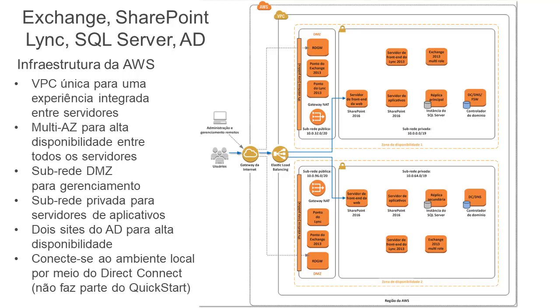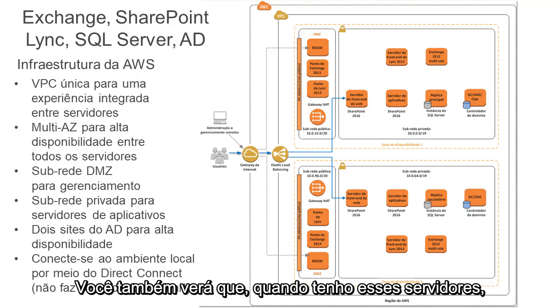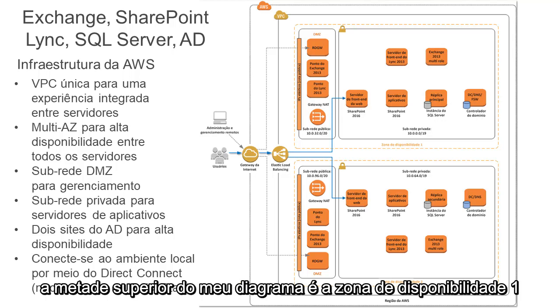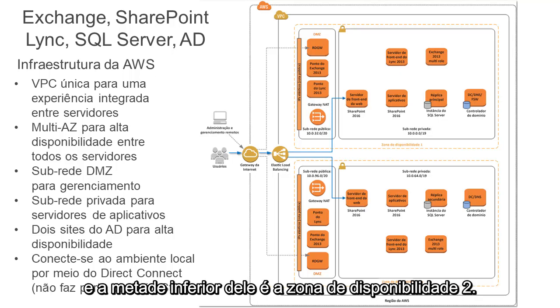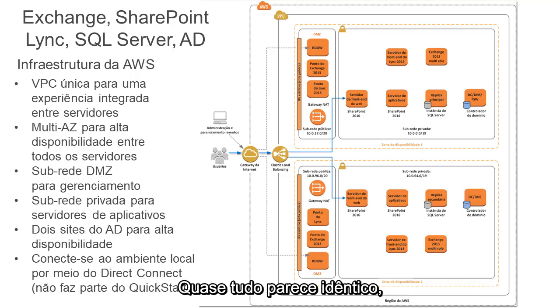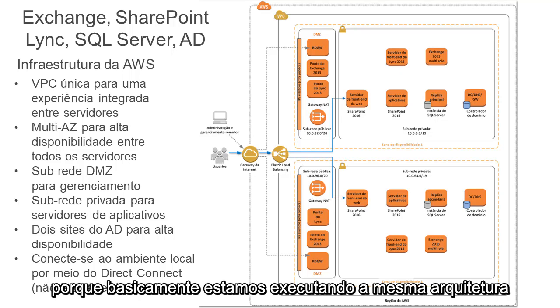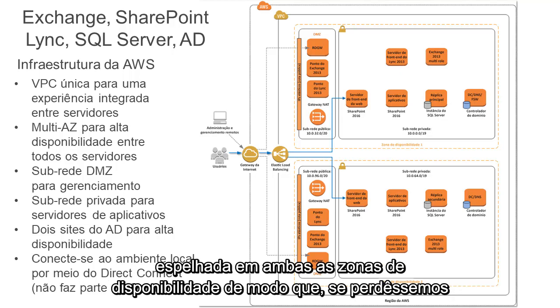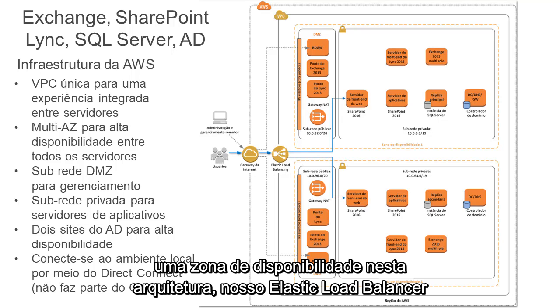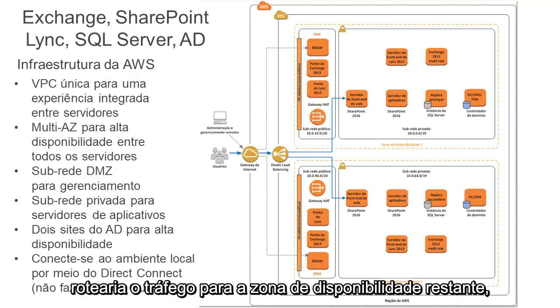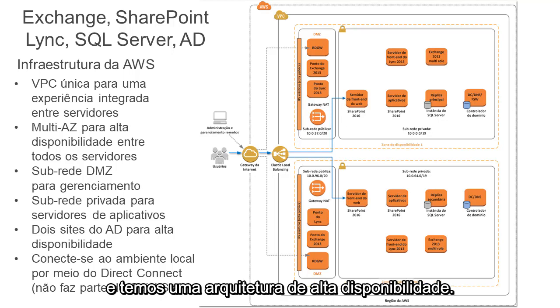through Lync. You'll also see that when I stood up these servers, the top half of my diagram is availability zone 1, and the bottom half of my diagram is availability zone 2. And if you notice, almost everything looks identical because we're essentially running the same architecture mirrored in both availability zones, so that if we were to lose an availability zone in this architecture, our elastic load balancer would just route traffic to the remaining availability zone, and we have a high availability architecture.